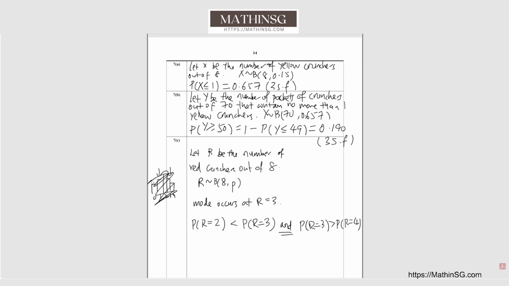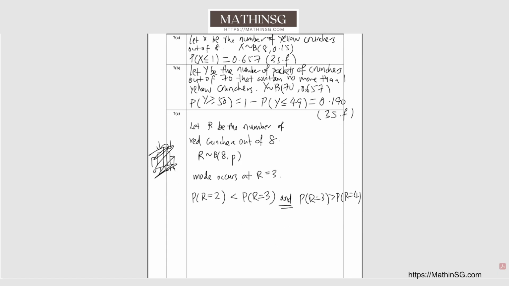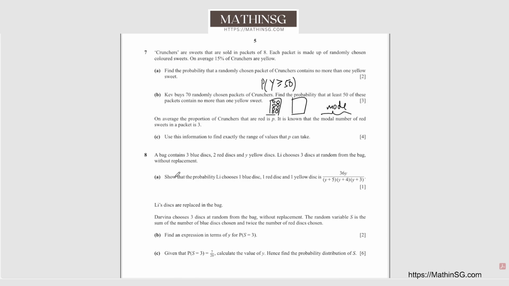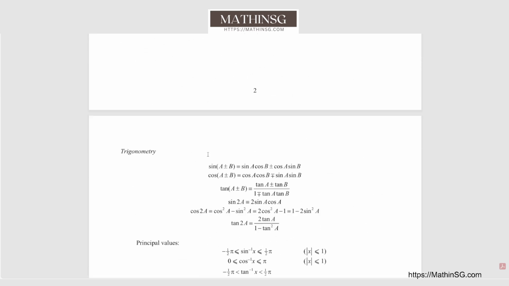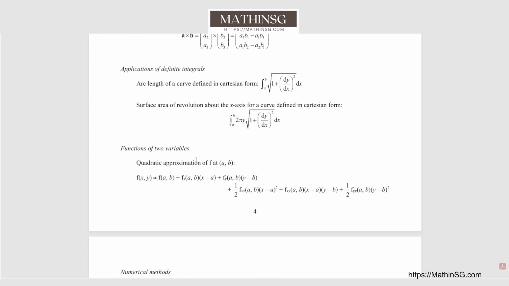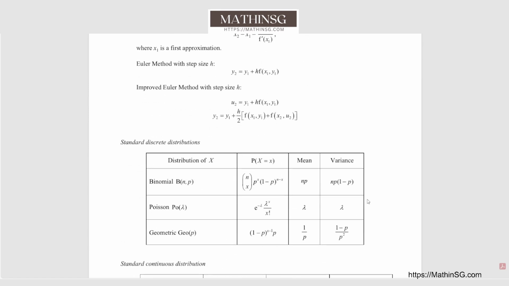Okay, so now that we have talked about this, we need to find p. They want to find exactly the range of values of p. So in other words, you're not supposed to use your GC to solve for p. So how do we do that? Well, you can go to your formula booklet, and under the page on distributions, we need to make use of this formula to find the probability.